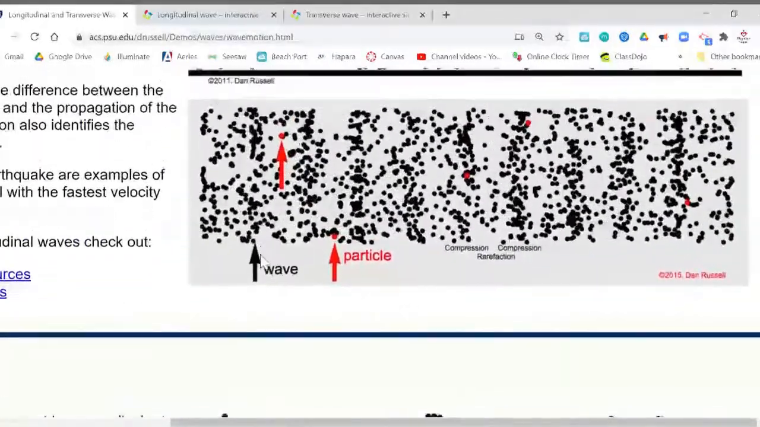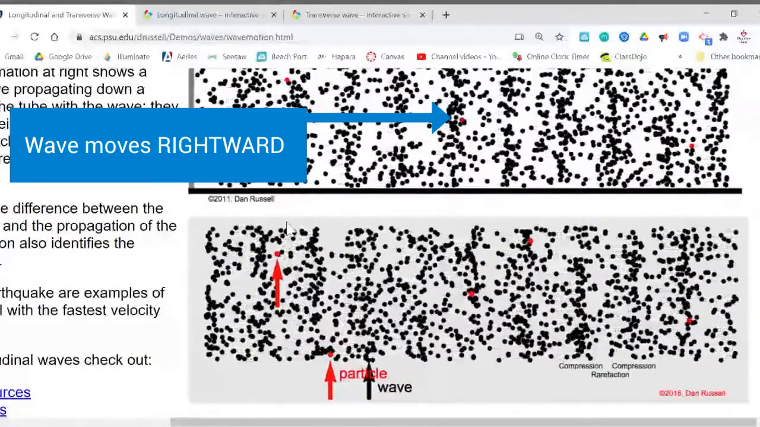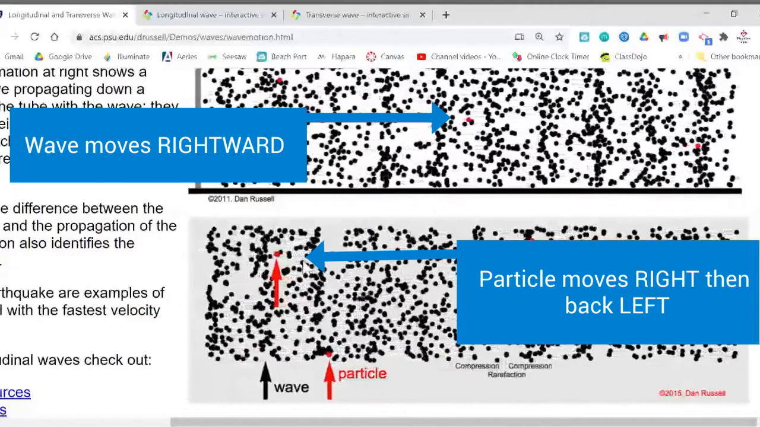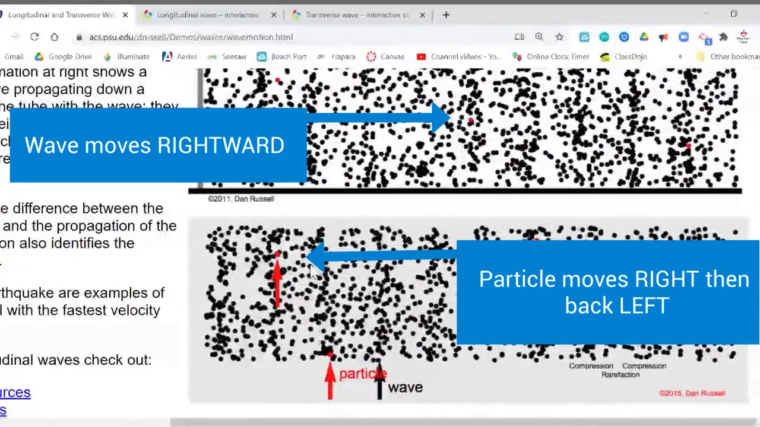And then they've got one for the longitudinal wave. You can kind of see how in this case, my wave is moving to the right, but an individual particle is moving right and then back left, right and then back left. So its movement is parallel.